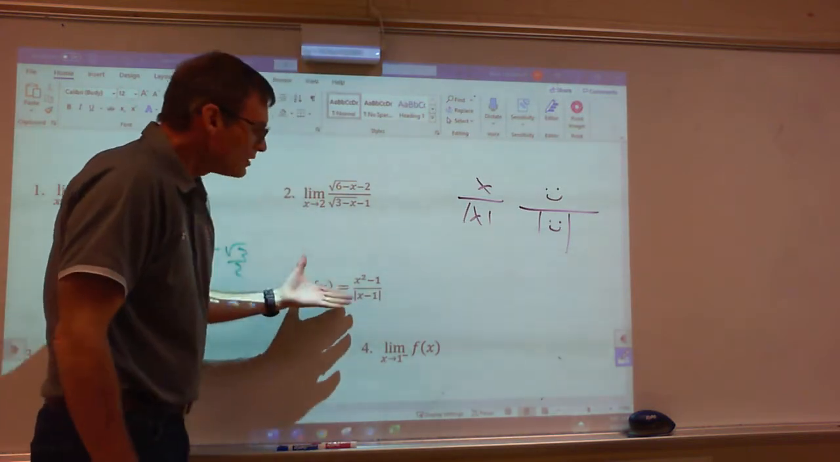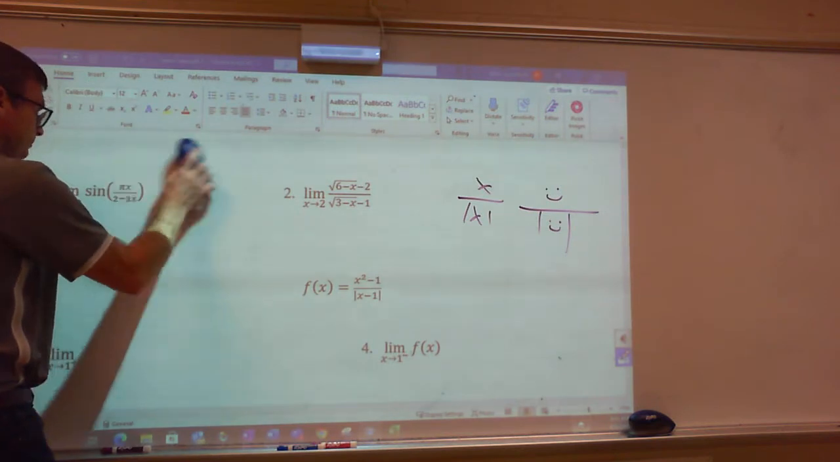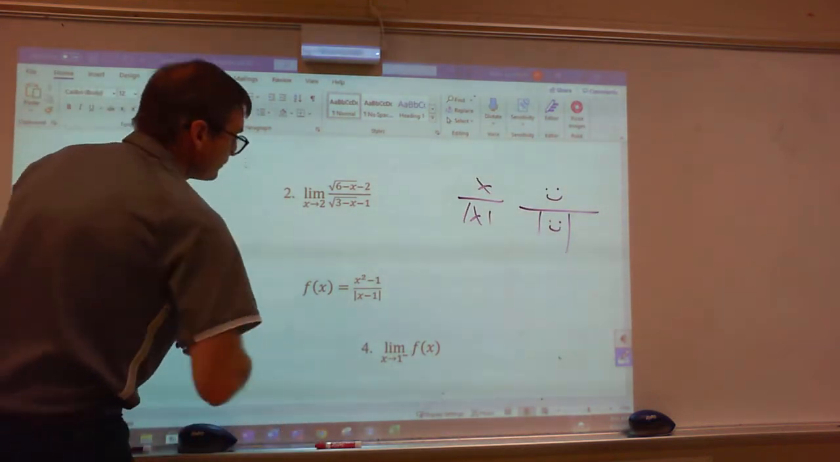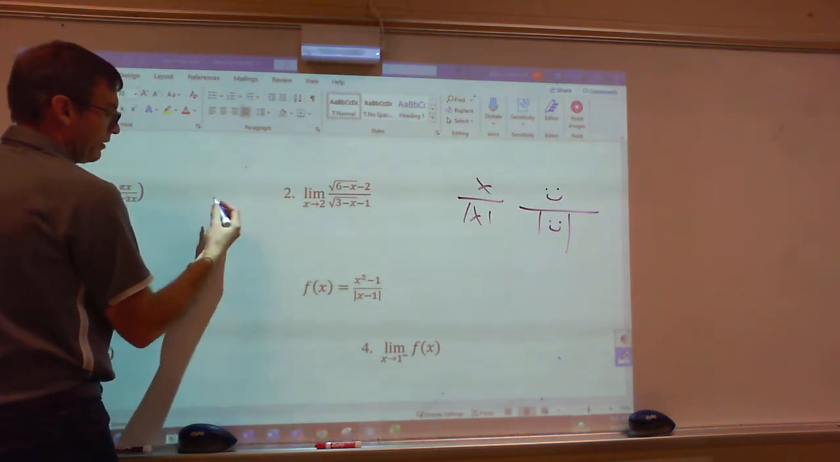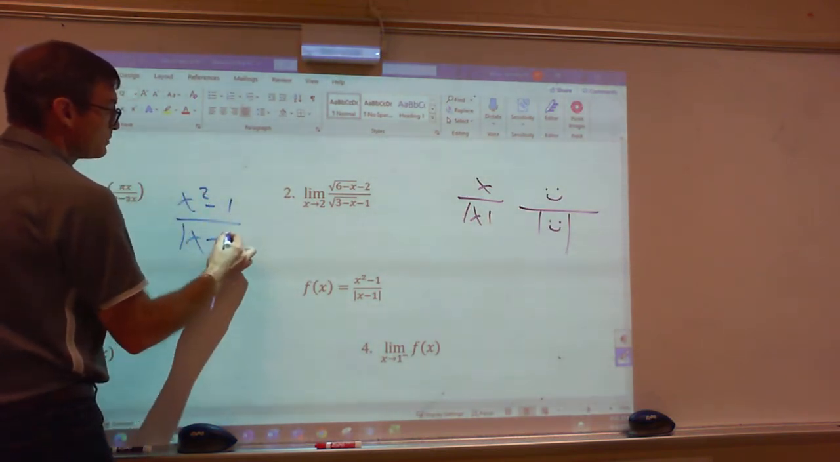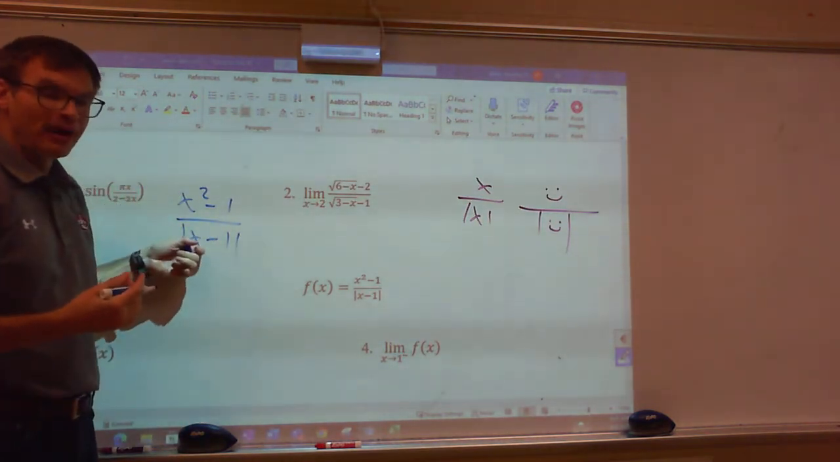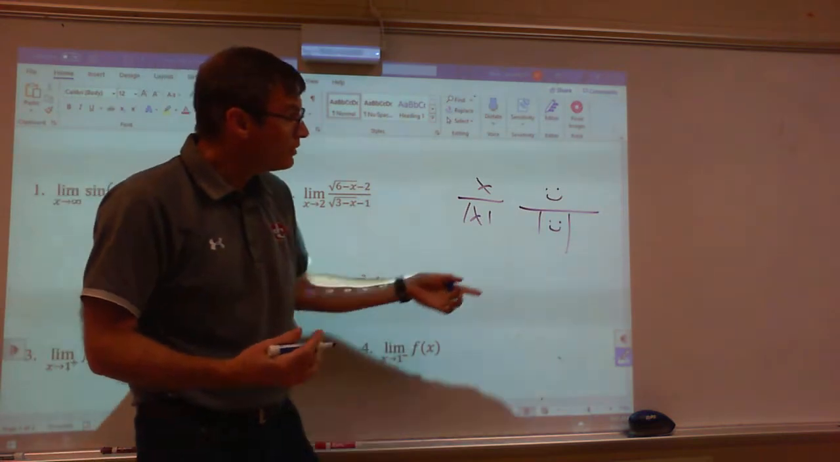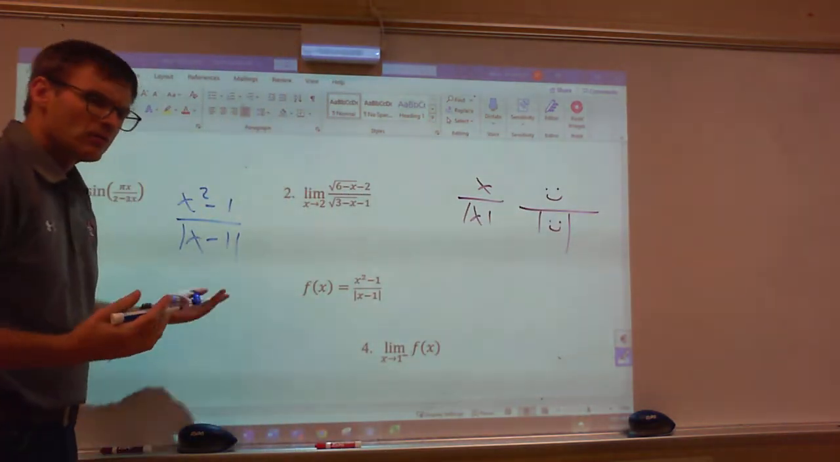Now, how does that help us? When I look at this problem, I'm looking at x squared minus 1 over the absolute value of x minus 1. I don't have exactly the same thing on top and the same thing on the bottom. I know how to handle it if these are the same. I don't know how to handle it if they're not the same.